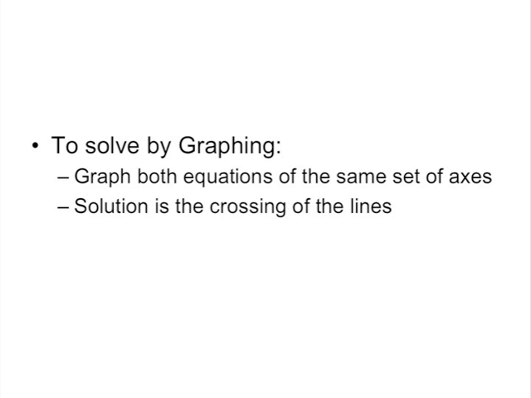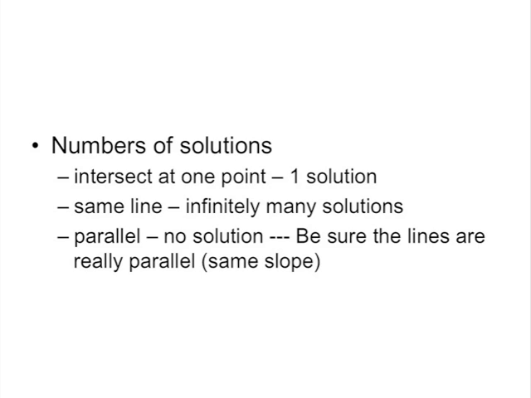To solve by graphing, we are going to graph both of the equations on the same set of axes, and then the point that would make both of those lines true would be the point that they share, or the place that they intersect each other. There are three different things that can happen. They can intersect at one point, and then we're going to have one solution.